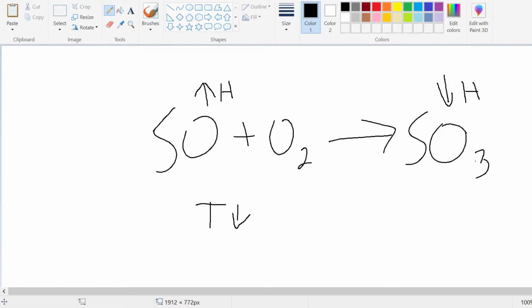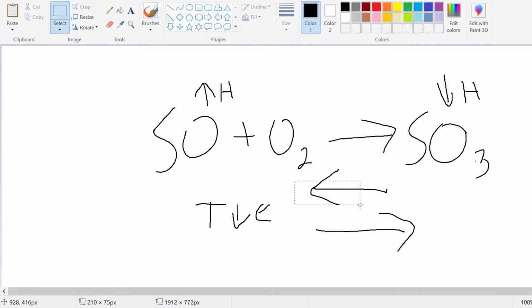Let me get rid of these. Okay, if these arrows match, then equilibrium will go to the left. If these arrows are opposite, like they are here, then equilibrium will go to the right. So for here, our equilibrium is going to go to the right.